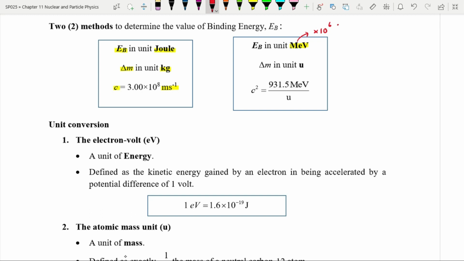Tetapi kalau energi kita dalam unit electron volt, kita punya mass defect wajib dalam unit U. U ni actually adalah unit bagi atom. Specific unit bagi atom dipanggil AMU, atomic mass unit. And then kita punya C special sikit. Kita terus gantikan C square dengan nilai ini, 931.5 MeV over U. So nanti saya explain detail macam mana boleh dapat kuantiti ini sebenarnya.